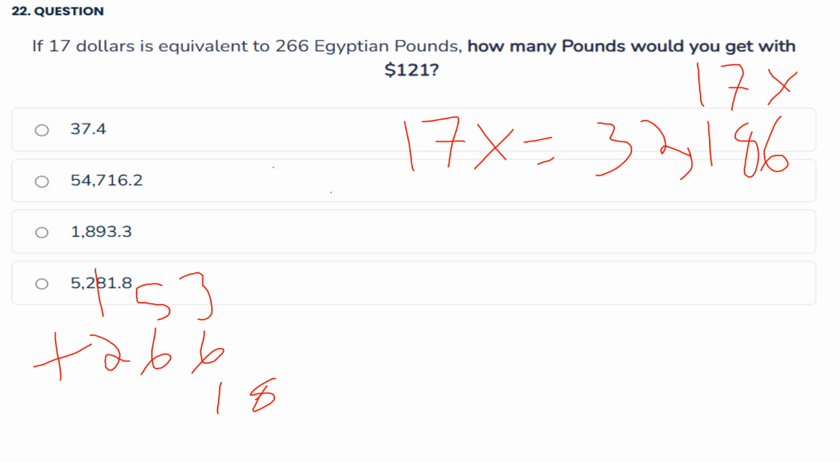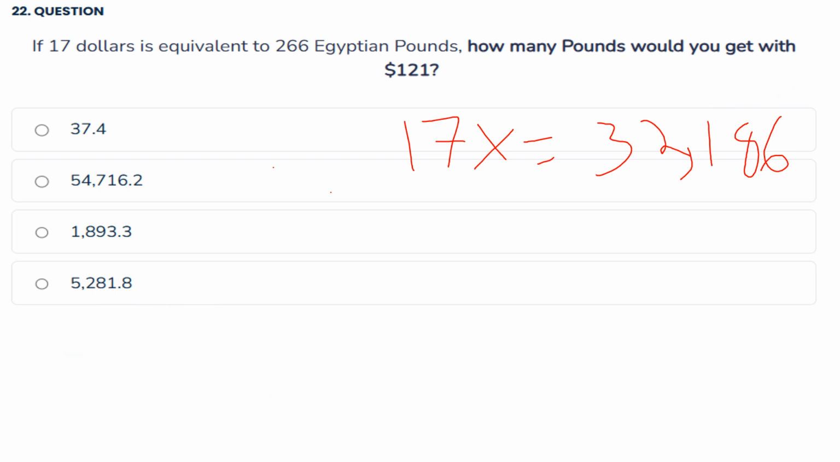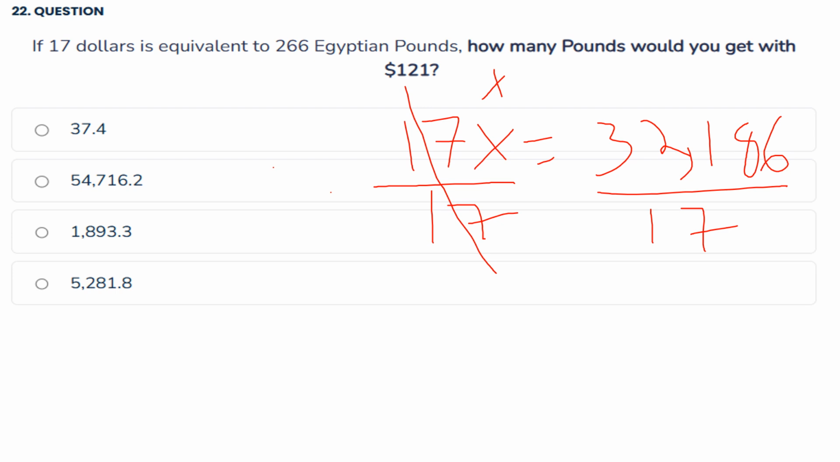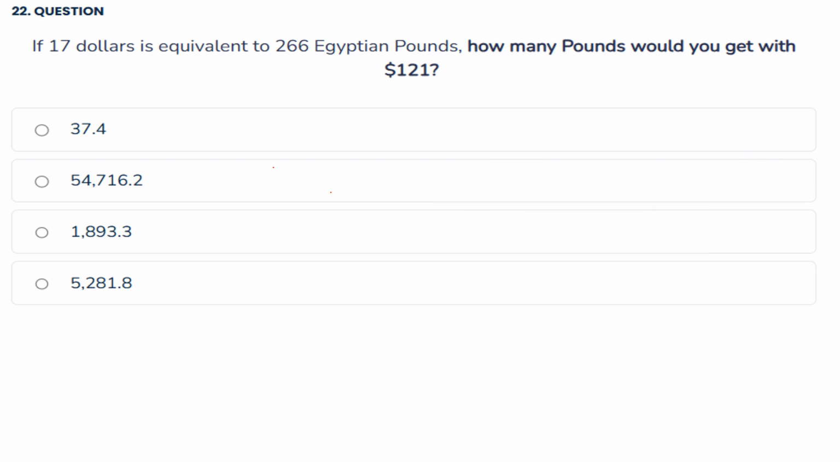So what we have to do now is we need to solve for x. And to solve for x, we need to get x on the side by itself. So we divide both sides by 17. That cancels out, so that gives us x equals 32,186 over 17. So now we need to simplify that. To simplify it, we're going to have to divide 32,186 by 17. So I'm going to erase this because I got a long division problem to do. So we have 17 divided by 32,186.